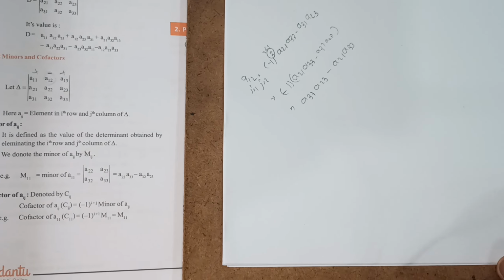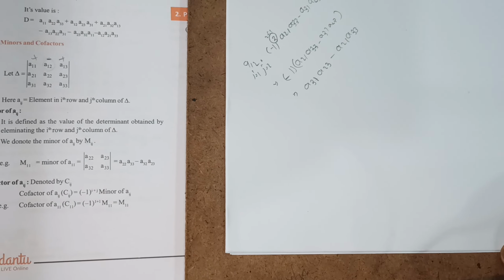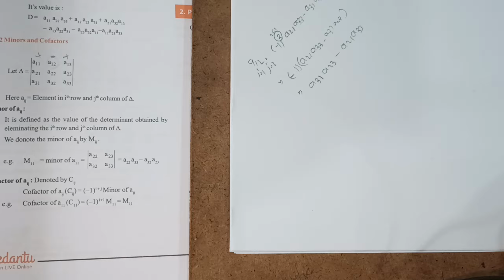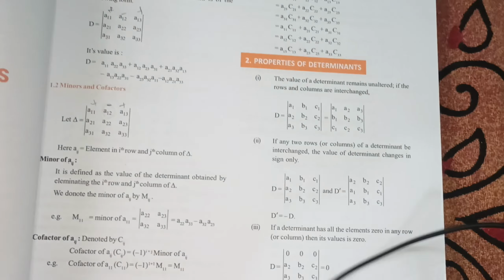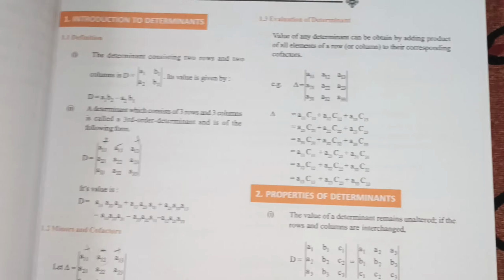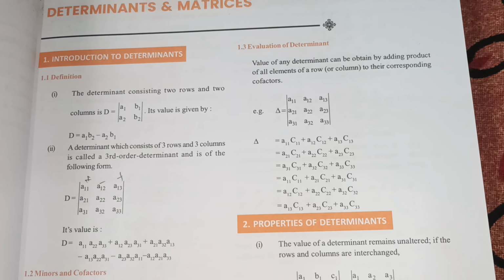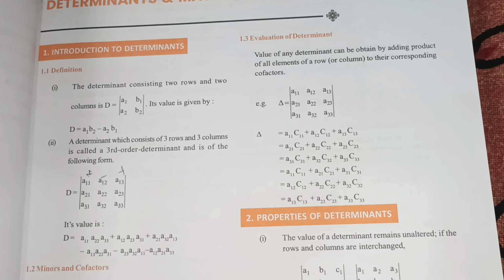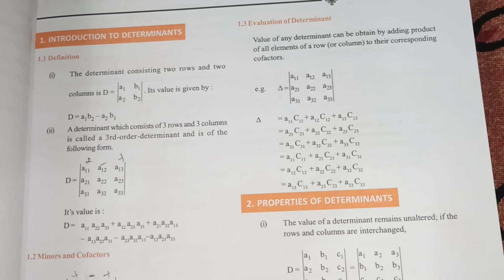So here you got two examples. You can easily understand what is the cofactor of Aij. So this is the explanation of cofactor. Next we're gonna see evaluation of determinant. So here, the value of any determinant can be obtained by adding the product of all elements of a row or column to their corresponding cofactors.